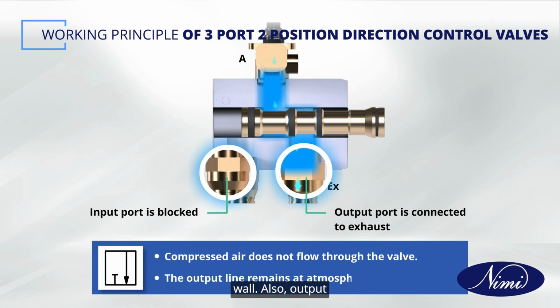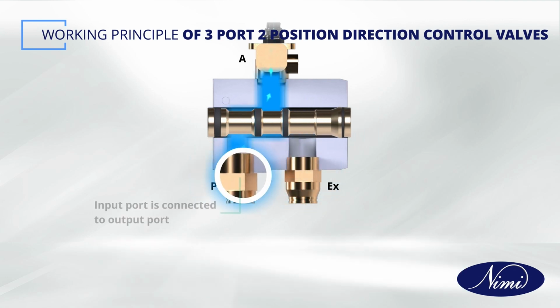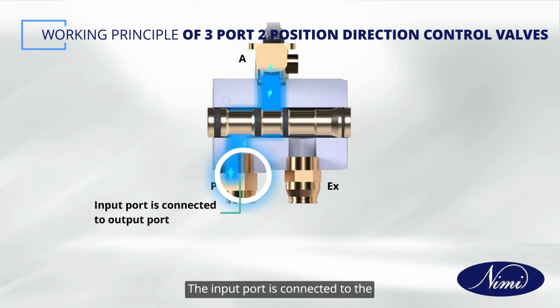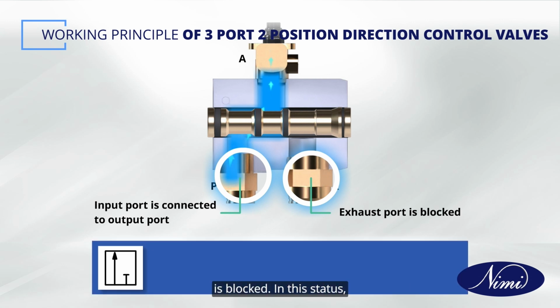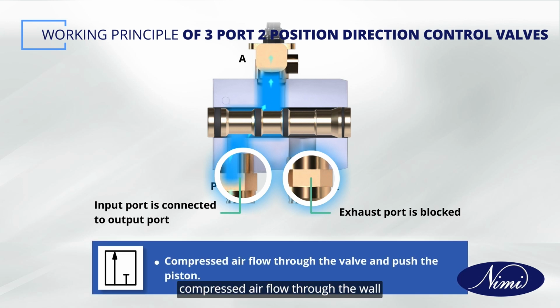Also, output port is connected to the exhaust port so that the output line remains at atmospheric pressure. In the other status, the input port is connected to the output port and the exhaust port is blocked. In this status, compressed air flow through the valve and push the piston.